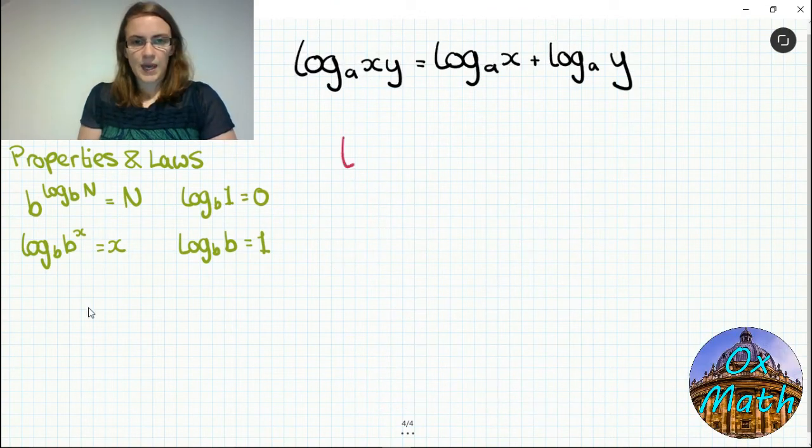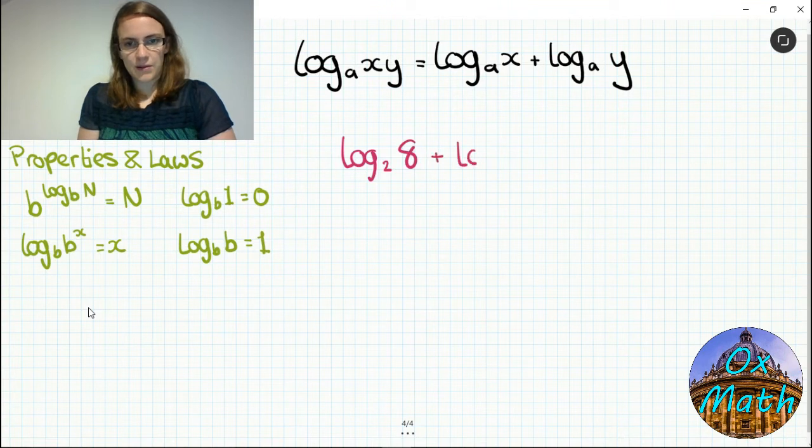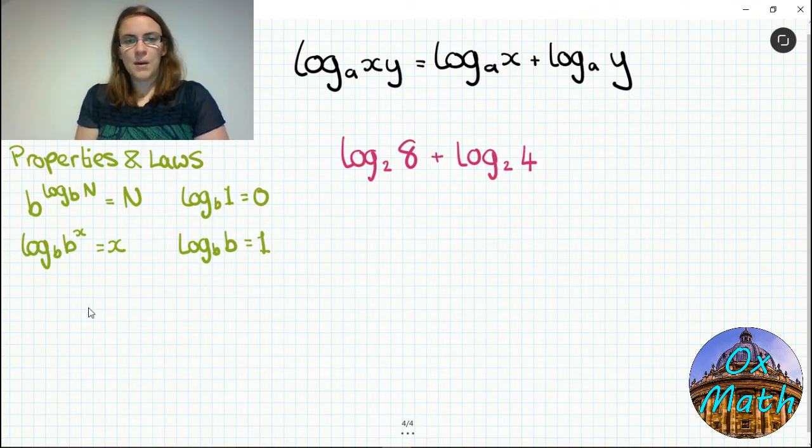So let's just put some numbers in to really show how it works. If we had log 2 of 8 plus log 2 of 4, we know that we should be able to simplify this down to a log of 2, a log of the same base, by multiplying the two numbers, so multiplying 8 times 4. So let's just check how that works.